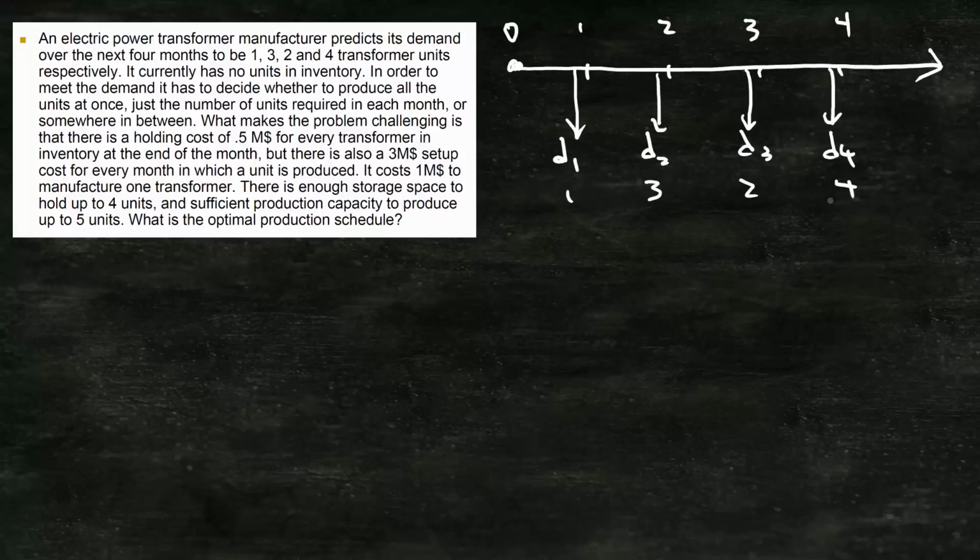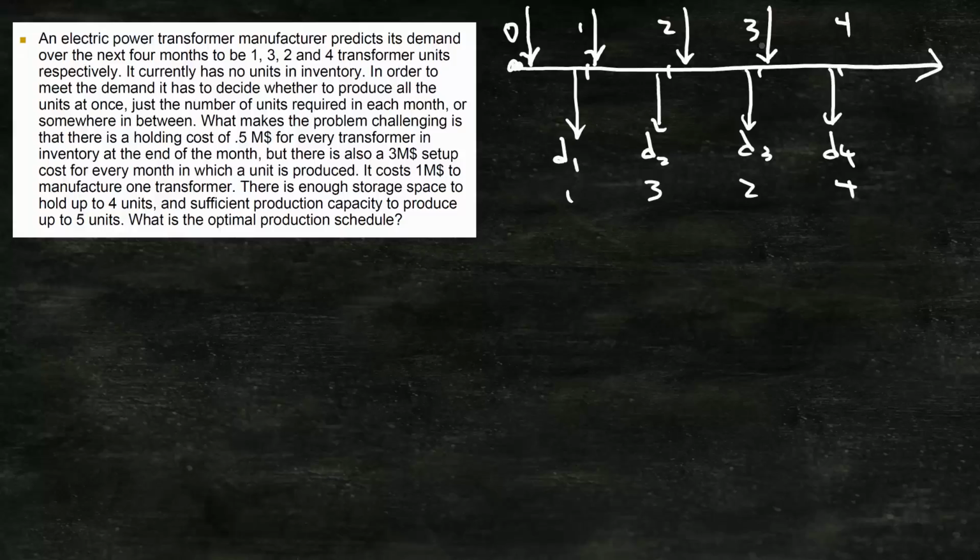Now, in order to draw the demand, you need to have some supply. So there's going to be some addition. Let's assume that gets added on in the early part of the month, at the beginning of the month. We add some units. And the question is, do we add them all at once? There's a total demand of 6 and 4 is 10. We can make 10 units right at the beginning, and that's the end of that. Or we can produce them as needed. And I guess that's the question: in order to meet the demand, it has to decide whether to produce all the units at once, just the number of units required each month, or somewhere in between.